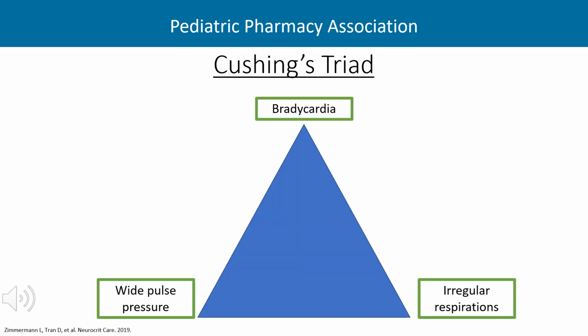In patients with traumatic brain injury, we can also monitor for the Cushing's triad, which is typically what we can see in response to traumatic brain injury. These include bradycardia, wide pulse pressure, and irregular respirations. So when a patient is displaying these types of symptoms, it's important to be ready to utilize pharmacologic treatment and be ready to intubate the patient as needed.